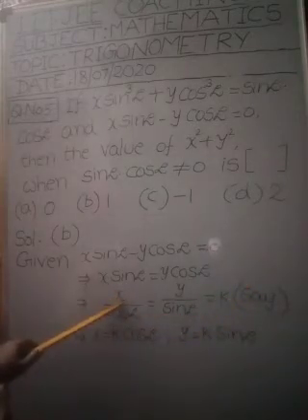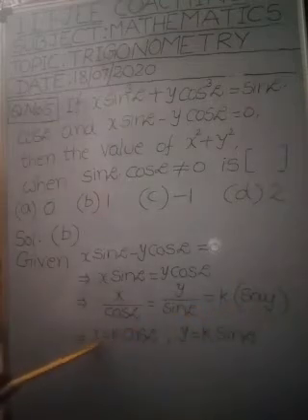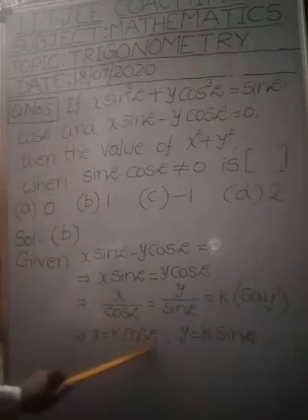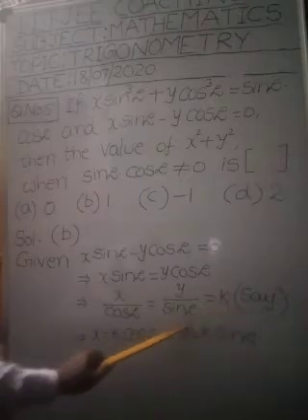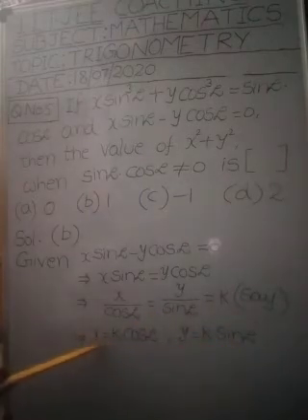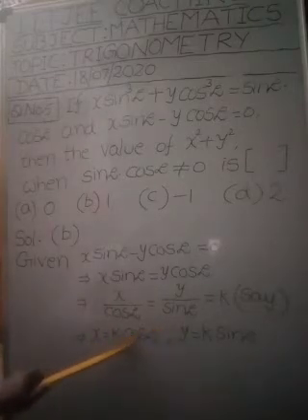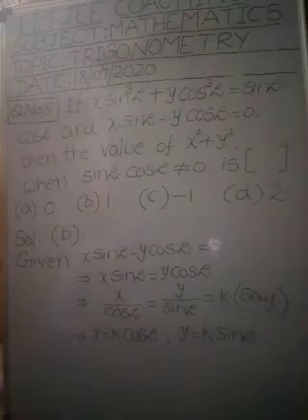Now from these equations, take this first part and the last part. Then we get x is equal to k cos alpha, and take these two parts. Then y is equal to k sin alpha. We found here x and y values in terms of sin alpha and cos alpha. Understood, my dear children? Right.